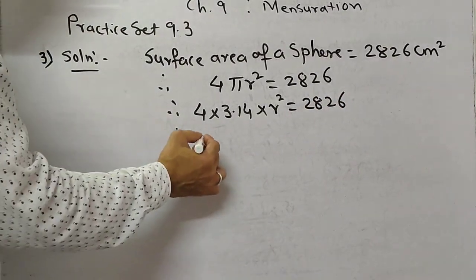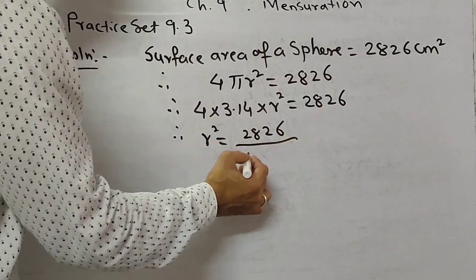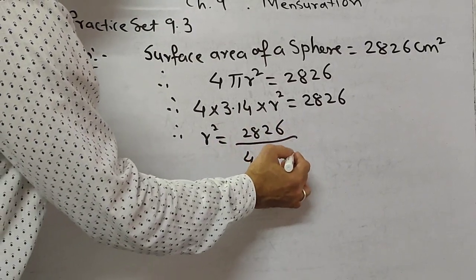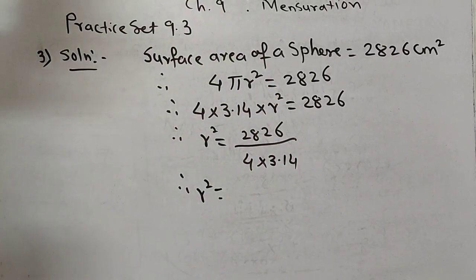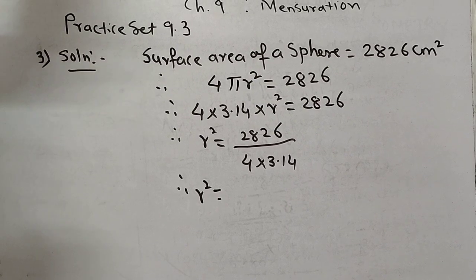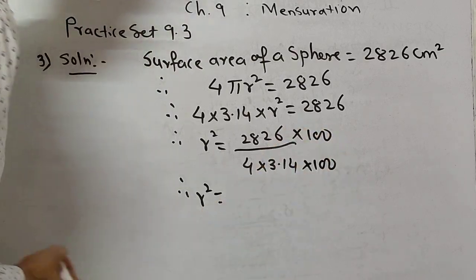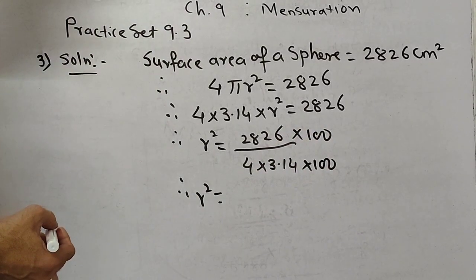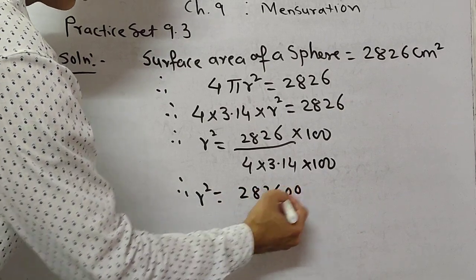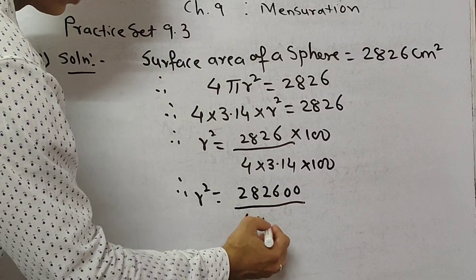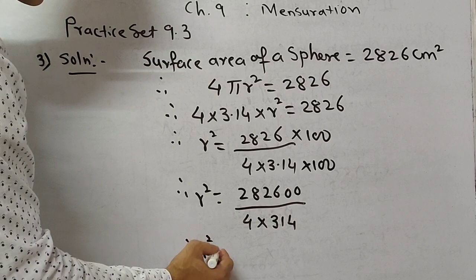Okay, therefore r square is equal to 2826 upon 4 into 3.14. So here first of all we have to remove the decimal point. You will multiply by 100 here, and here also you will multiply by 100. Okay, for removing the decimal point you will multiply by 100. You will get 282600 upon 4 into 314. Now cancellation.